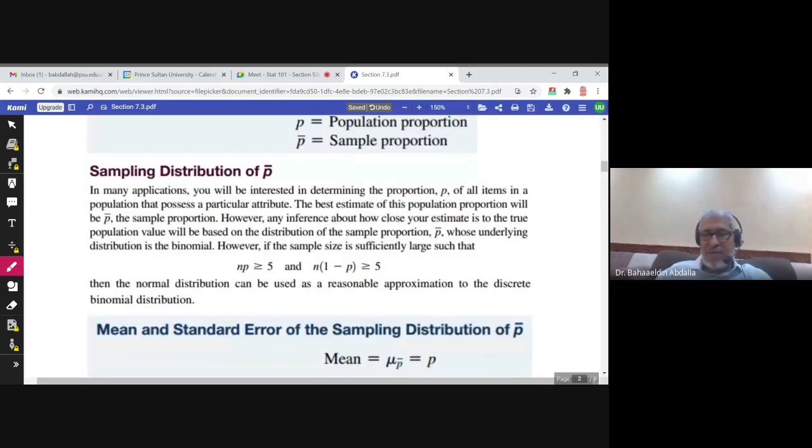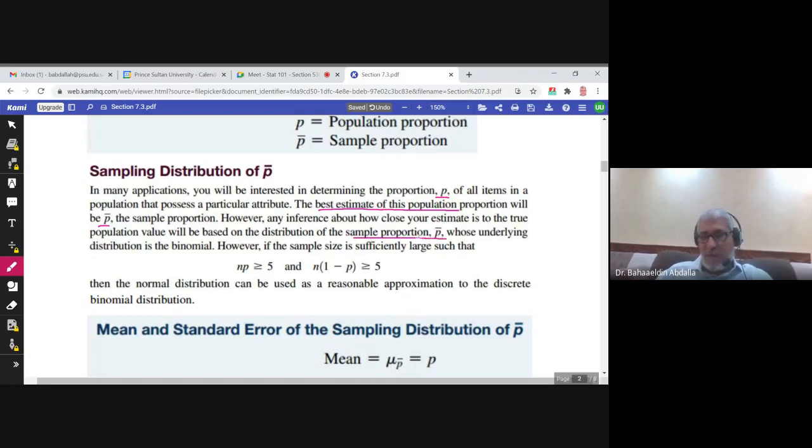Now, what is the sampling distribution of P bar? You will be interested in determining the proportion of all items in a population that possess a particular attribute. The best estimate of P, the population proportion, is P bar, the sample proportion. However, any inference about how close your estimate is to the true population proportion will be based on the distribution of the sample proportion. So we need to know the distribution of P bar.